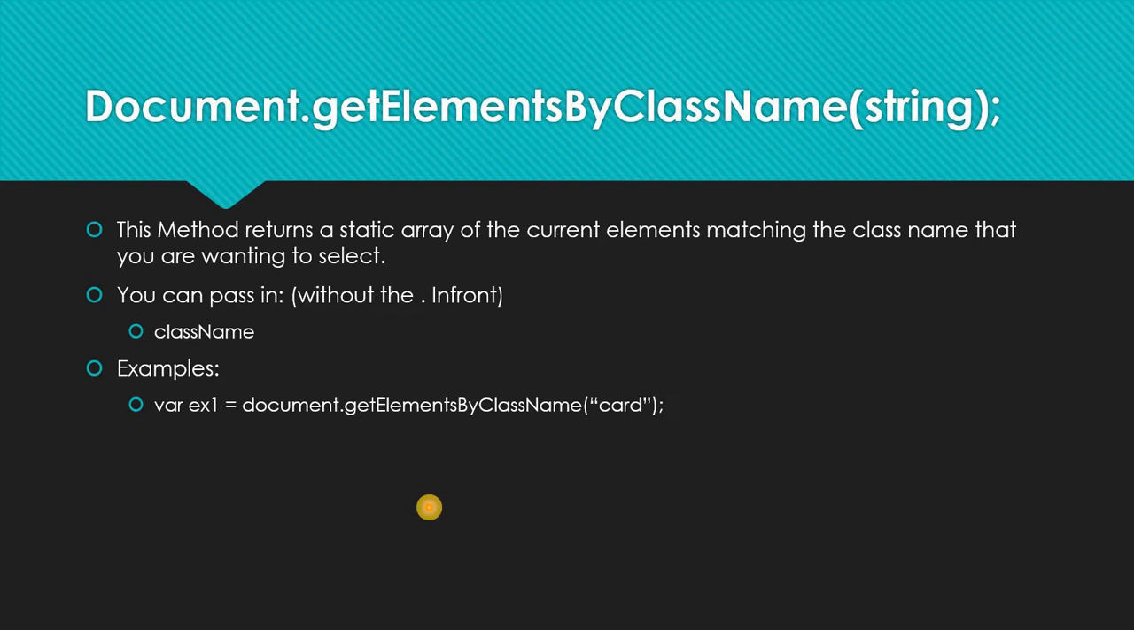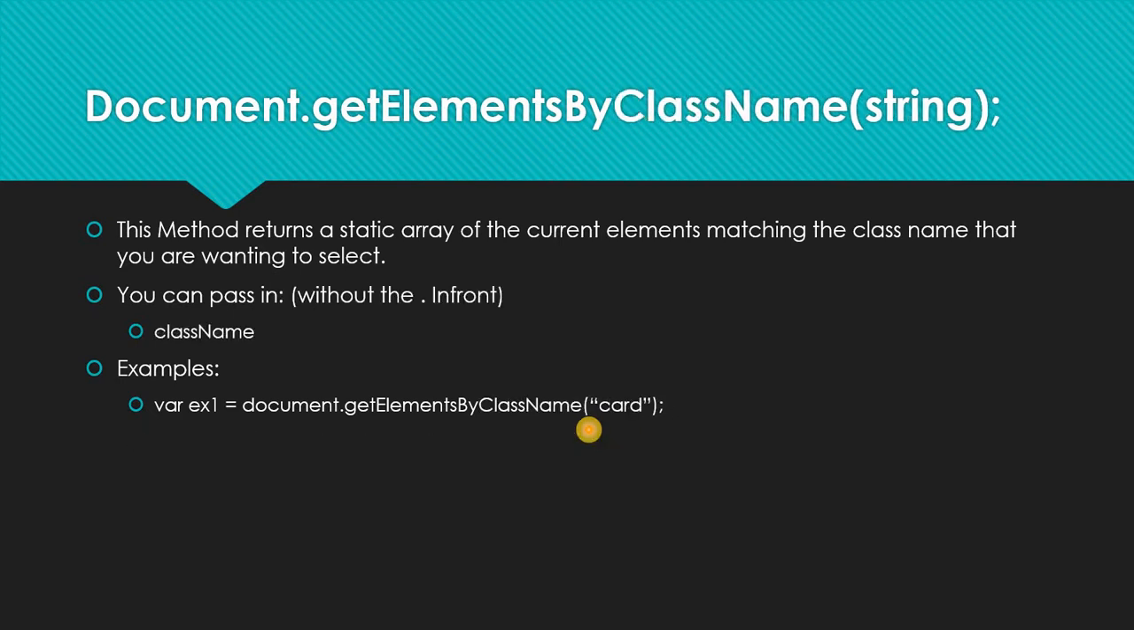Get elements by class name. Just like the previous query selector all, it returns a static array of the current elements matching that class name that you're wanting to select. You can pass in the class name as a string, but you need quotes around it. Like in this example here, you need the quotes, and you can pass in the card class or any class that you've created you want to search for.